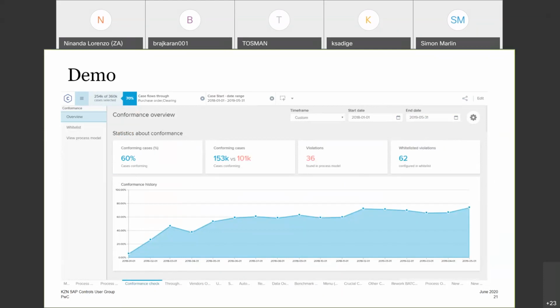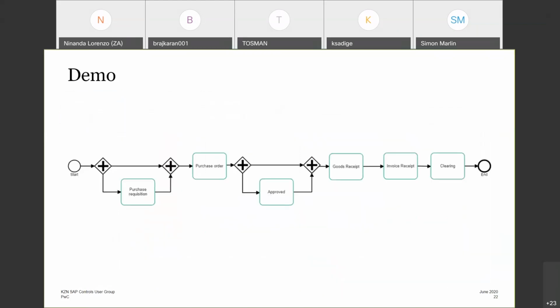This is another view that we use to understand the process and also to see whether we are complying. So from a controls perspective, how many of the cases that flow through the process are actually complying with our expectation? And what is that expectation? That expectation was this happy flow that Dion had on his slide deck as well. So if I can quickly discuss this, we're talking about a purchase requisition, which was optional in this demo. There had to be a purchase order. Depending on the approval levels, it was also an optional activity to have approval take place, but then we required a goods receipt, invoice receipt, and clearing.